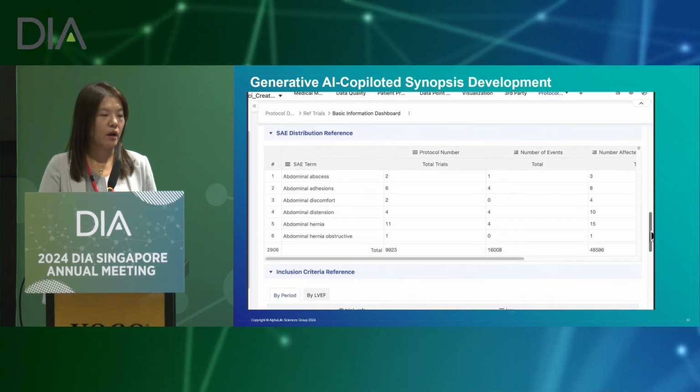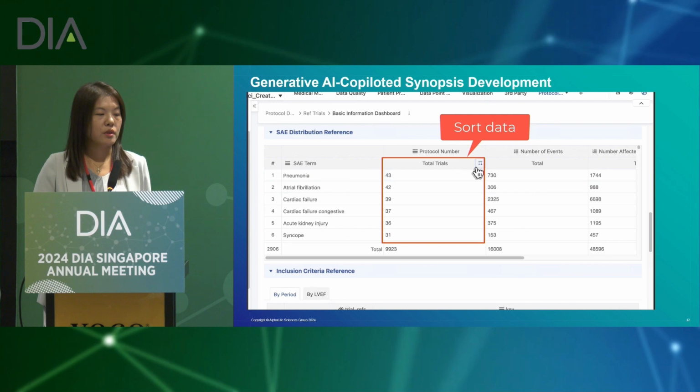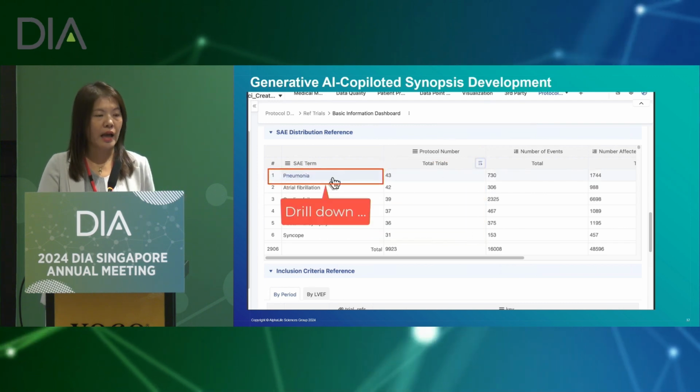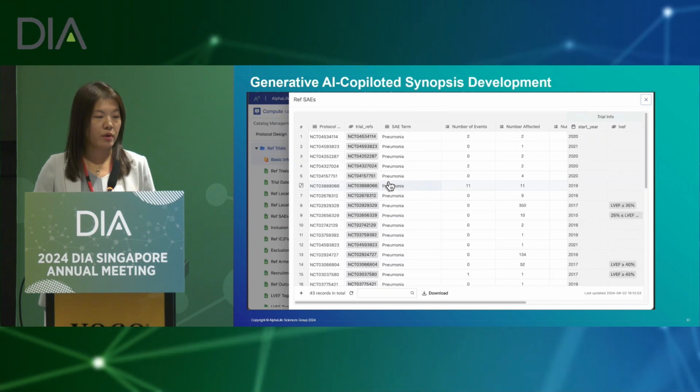And for instance, right now the heart failure, maybe I want to look for the past 10 years data. And I want to understand within the past 10 years, what is the SAE that happened most frequently? Do I need to consider it to be added to my protocol synopsis?